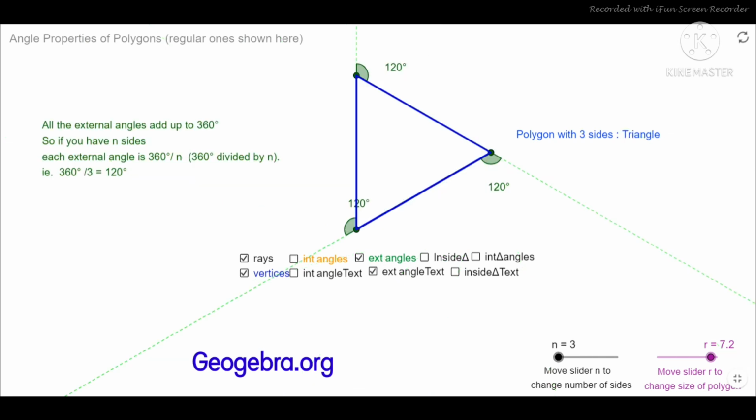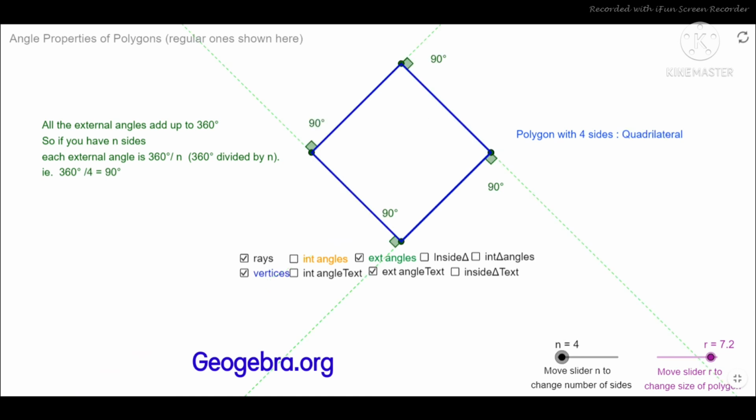Next, we know that the sum of the exterior angles of any polygon is equal to 360 degrees. Hence, we have the formula that each exterior angle equals 360 degrees divided by n. As you can see here, we have considered a regular triangle. So each exterior angle is 120. So 360 degrees divided by the number of sides, that is 3, you get 120. So we can verify for all the polygons here.